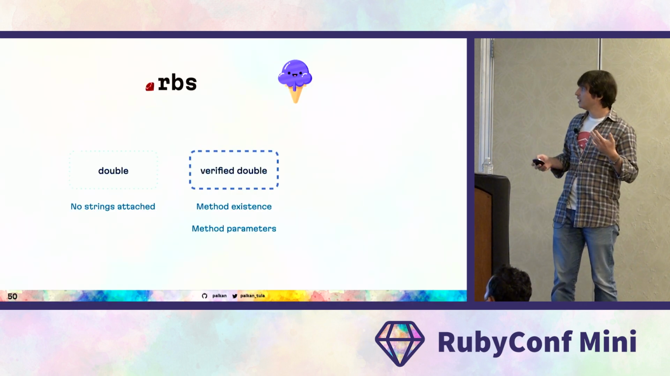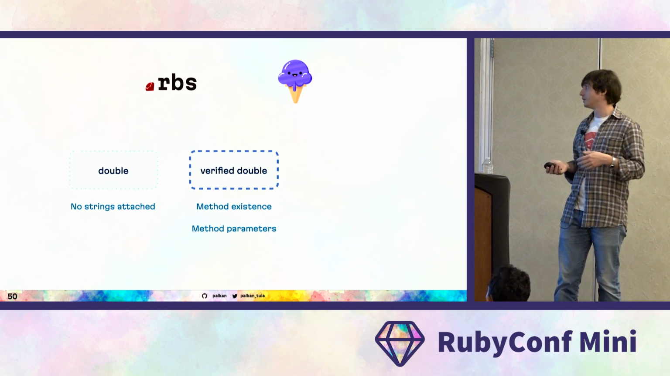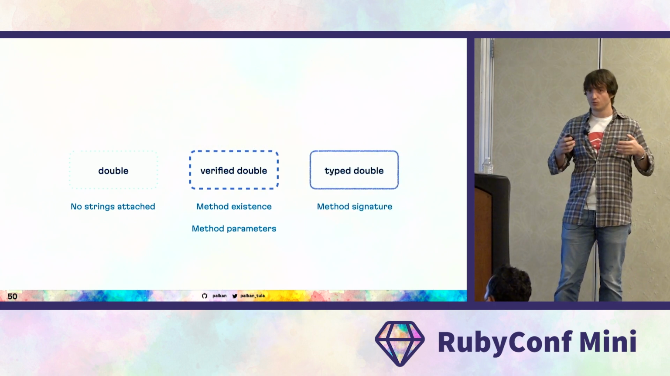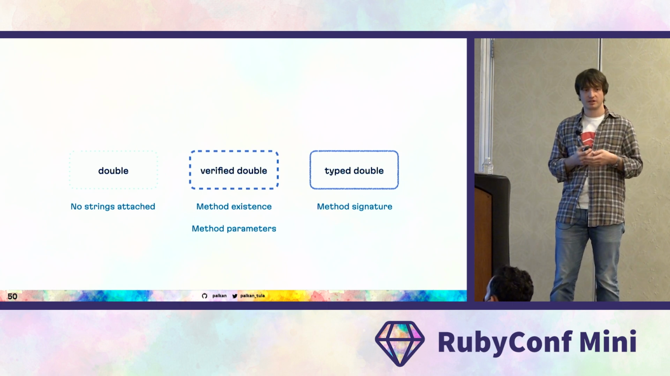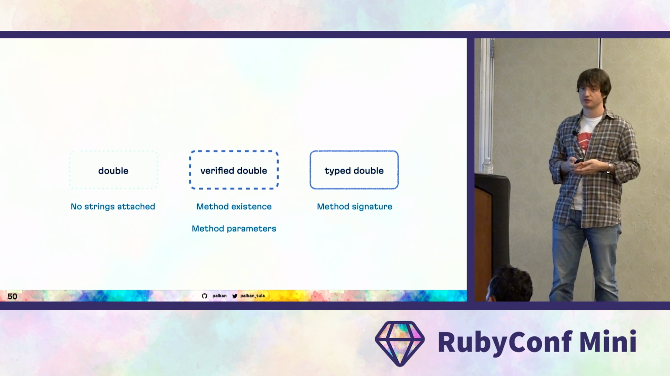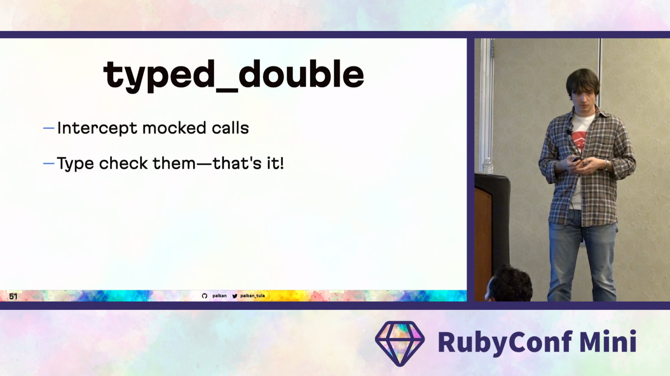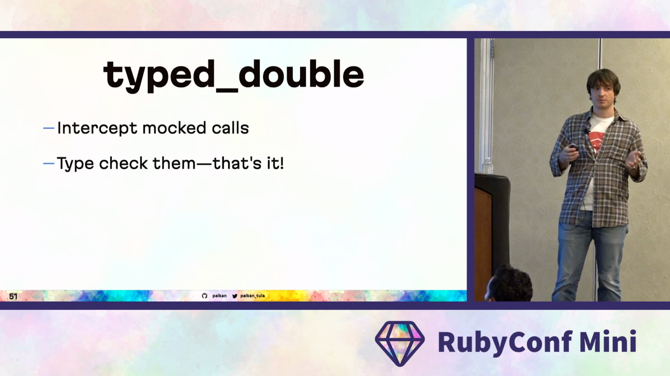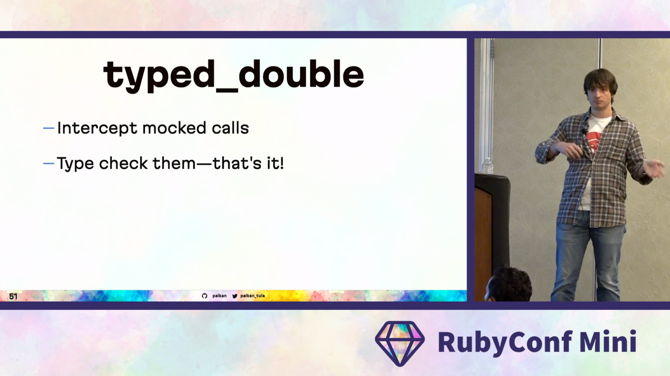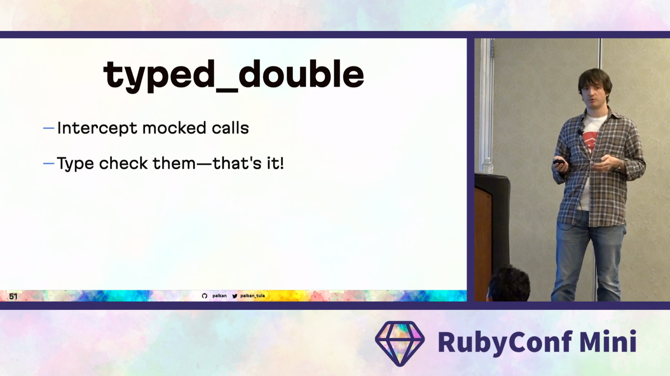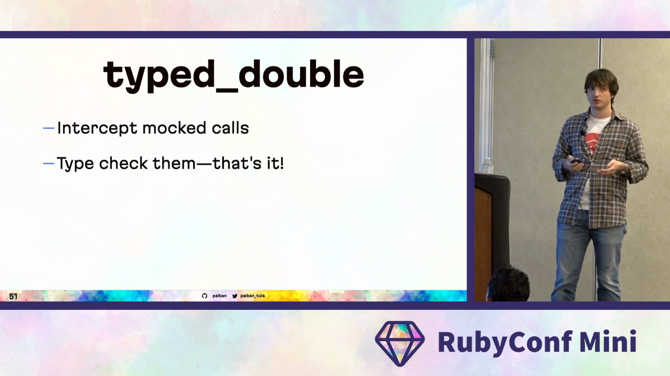Imagine mixing RBS or Sorbet into verified double. Some magic, and we have type double, which can verify the method signature, not just parameters. What is a type double? Well, it's actually based on two ideas. We can intercept calls made on mocked objects or fake objects, and we can type check them in the runtime. Both RBS and Sorbet provide runtime checking capabilities, so we can use them here.